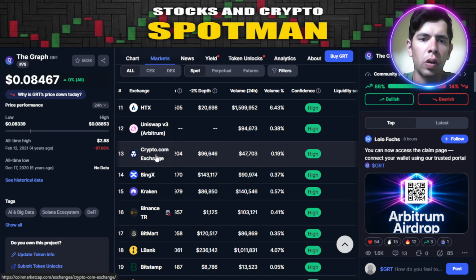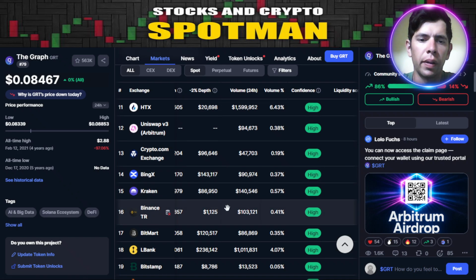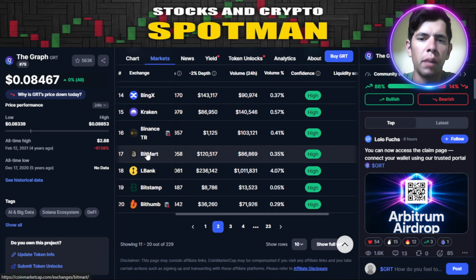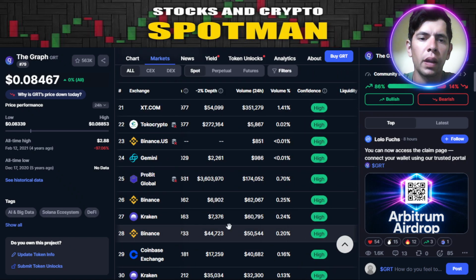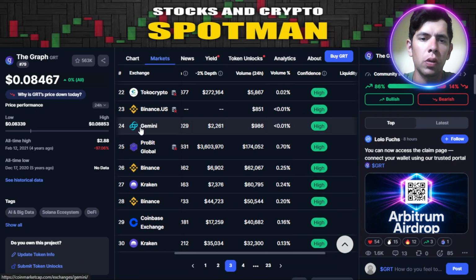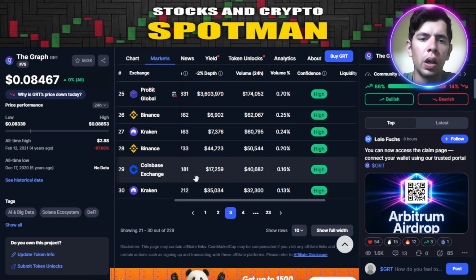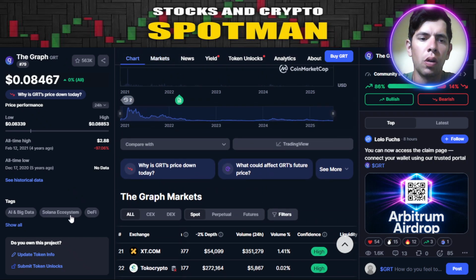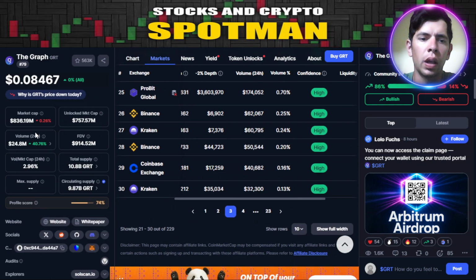We can see HTX also like 6.43. Here crypto.com, that's a scam exchange in my opinion. I don't like crypto.com. BingX, here we can see Kraken, by the way, Binance tier, Bitmart also hold, Lbank, Bitstamp and Bithumb. This is maybe from South Korea. Here also Gemini, Gemini maybe also a scam exchange, I don't know.